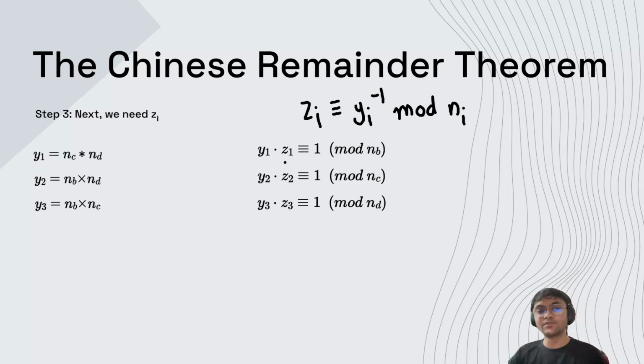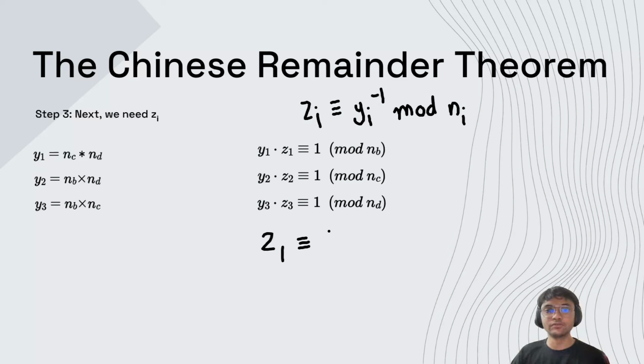Y1 times Z1 is congruent to 1 mod n sub B. Y2 times Z2 is congruent to 1 mod n sub C. And Y3 times Z3 is congruent to 1 modulo n sub D. Now, we already have the values for Y1, Y2, and Y3. Let's plug them in and calculate the Z's.